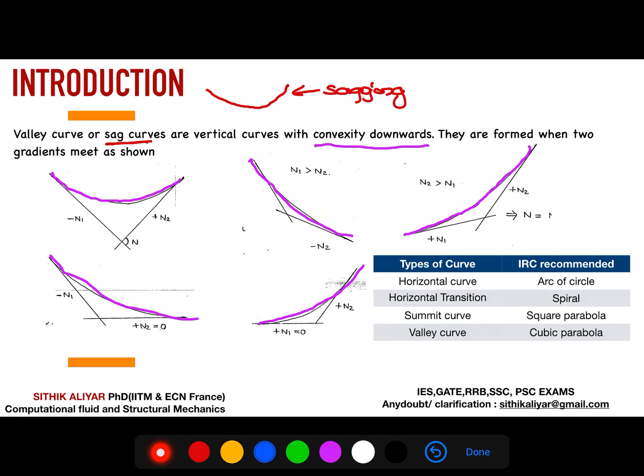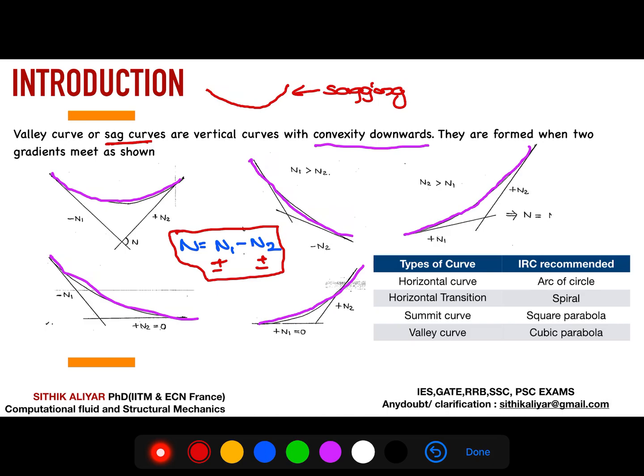If you remember, we have seen how to obtain the deviation angle for the summit curve. Here also you can use the same formula, n1 minus n2, which is how much gradient 2 is deviating from gradient 1. Based on whether it is a rising gradient or falling gradient, you can use either plus or minus for this also. Using this formula, try to pause the video and determine the deviation angle for different cases.